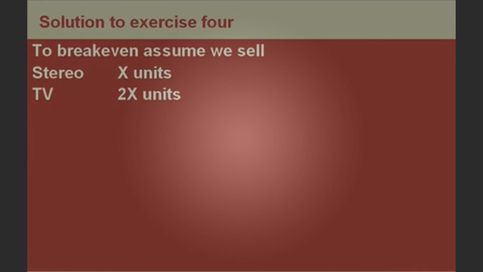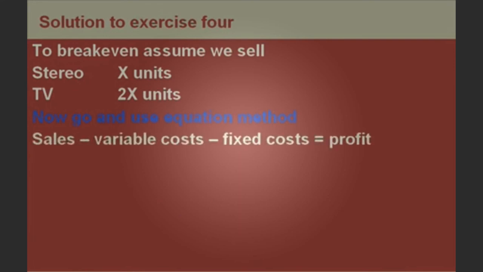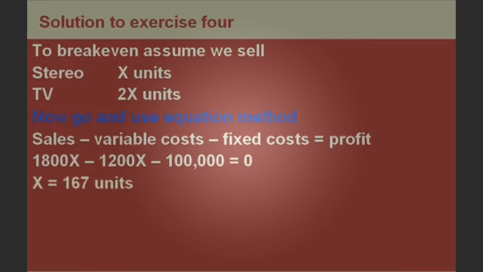Go back to basics, use the equation method. Here it comes. Sales less variable costs less fixed cost is profit. Sales is 1800x, variable cost is 1200x, fixed cost is 100,000, profit is 0. Now, you'll think, well, how did I get 1800x for sales and 1200x for variable cost? I'll show you in a minute. But assuming that what we have in front of us is correct, solve for x, 167 units.